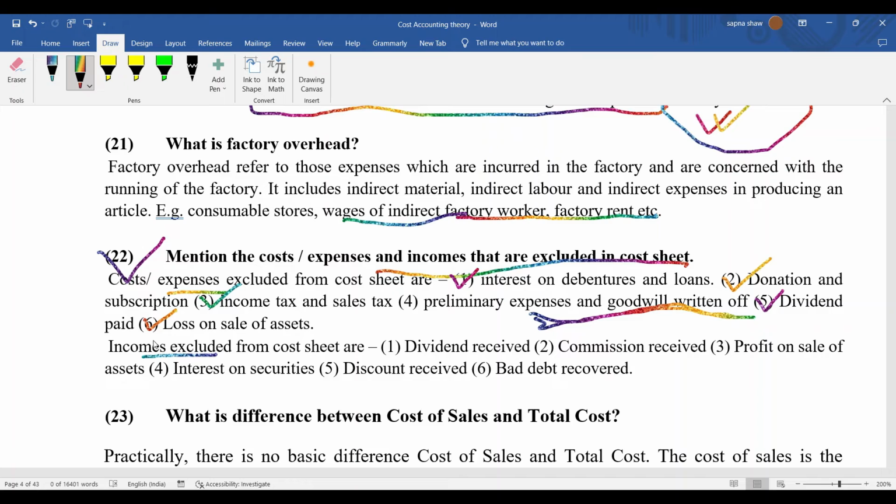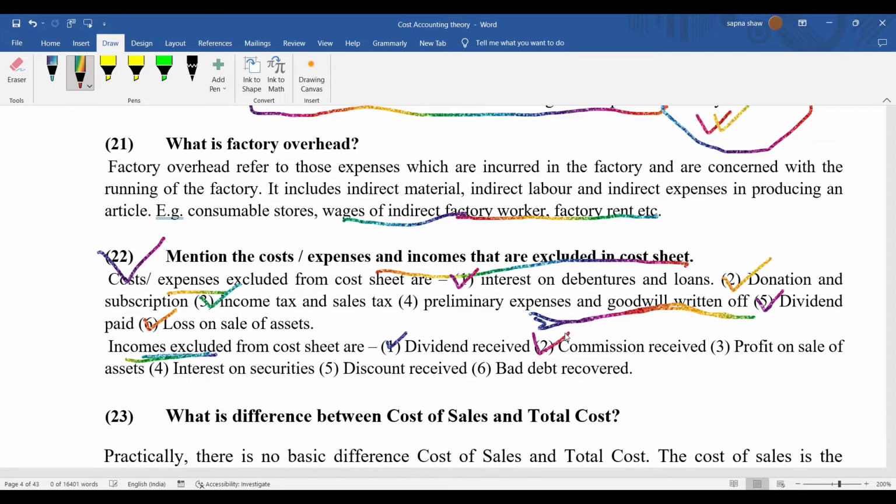income in the cost sheet. Here is the income which we do not mention in the cost sheet. First, the same, if we are receiving any kind of dividend. Suppose we have invested some amount in a company's shares. The dividend which we are receiving, we will not include in the cost sheet because we will not get the exact cost of the product.